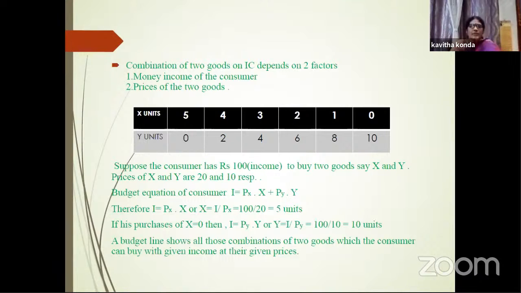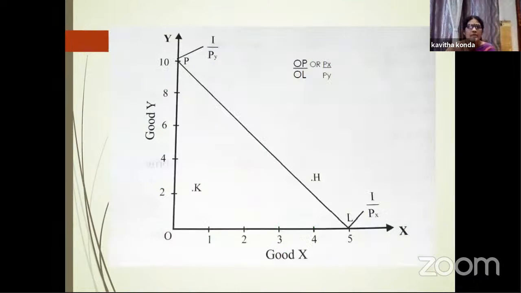So the combinations, the money income and the budget are clearly understood by this table. The budget line shows all these combinations of two goods which the consumer can buy with the given income at the given prices. Here it is shown in this figure, with good X and good Y.